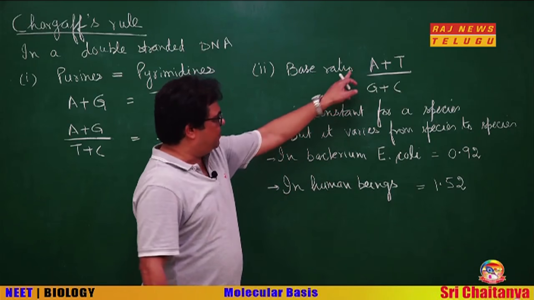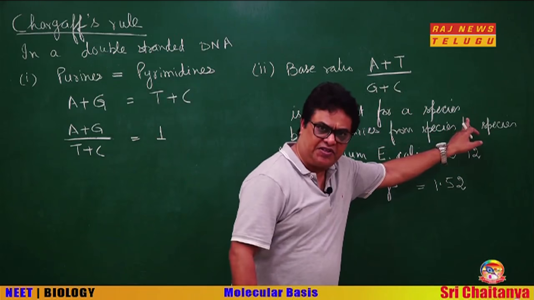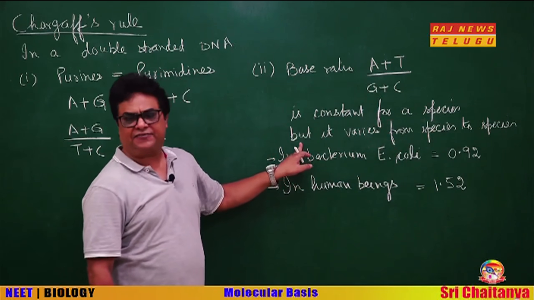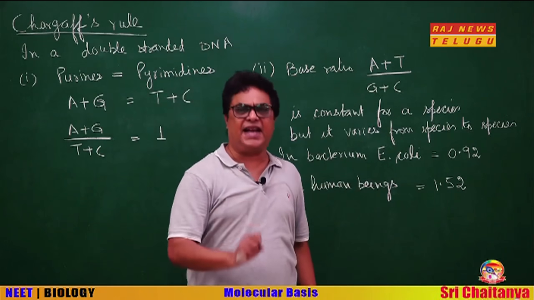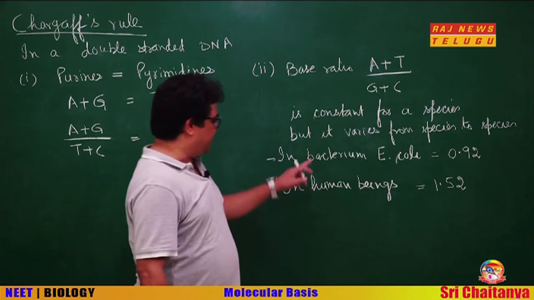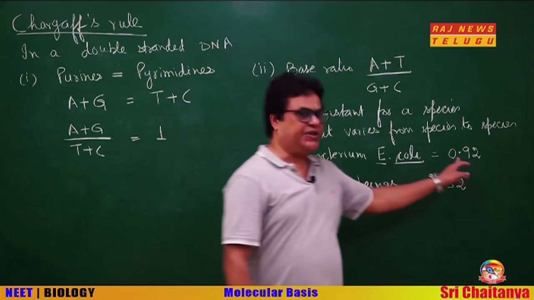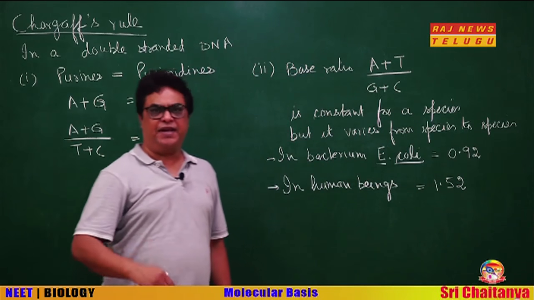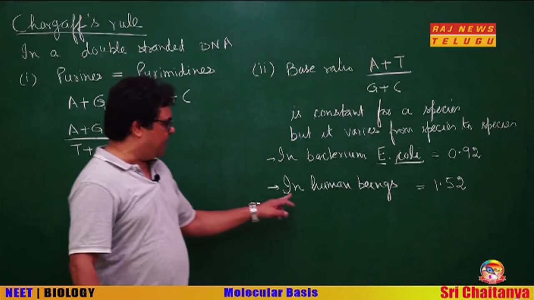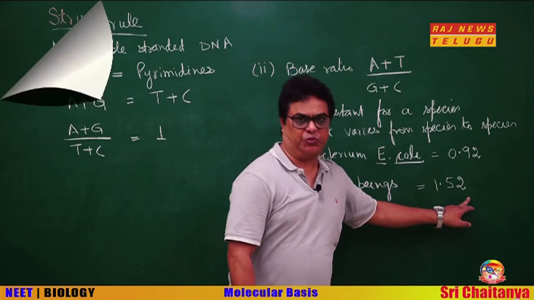So, (A+T)/(G+C) is constant for a species, but it varies from species to species. Generally, this ratio is less than 1 in prokaryotes. As you can see in the bacterium Escherichia coli, it is 0.92, and in eukaryotes it is usually more than 1. For example, in human beings, it is 1.52.